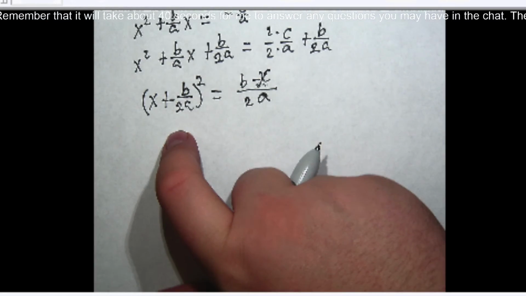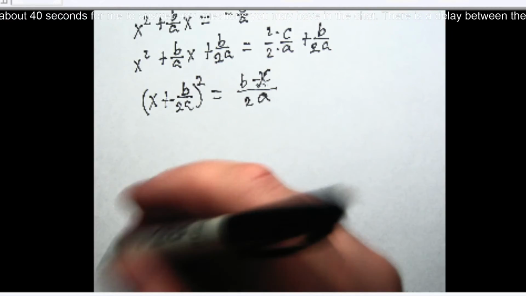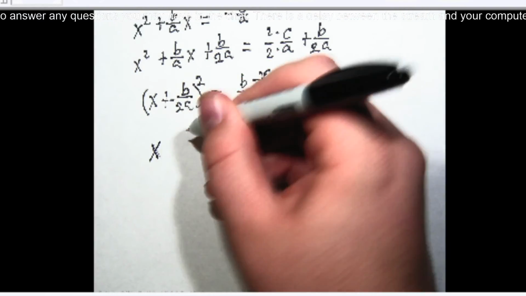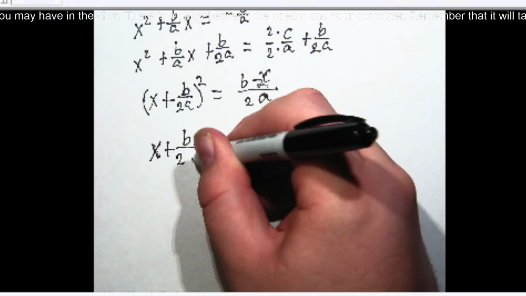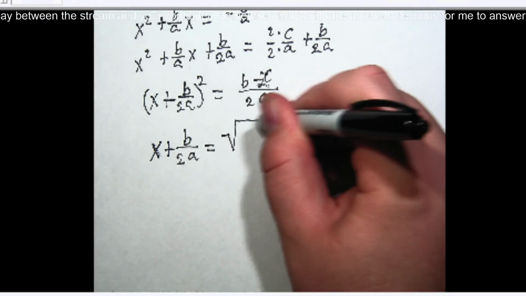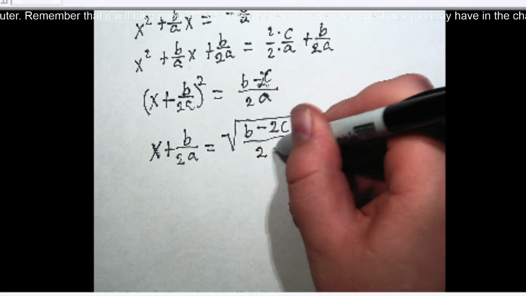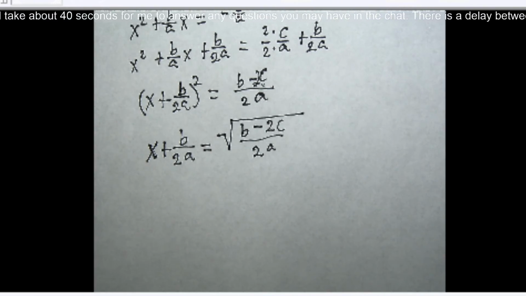We want to get x by itself, so we take the square root of both sides to get rid of that square. That gives us x plus b over 2a equals the square root of b minus 2c all over 2a. Okay?